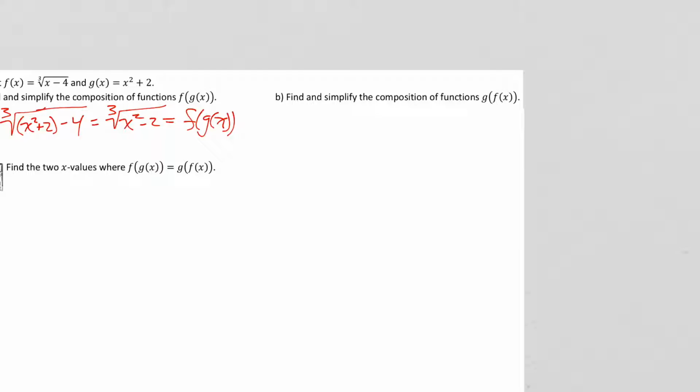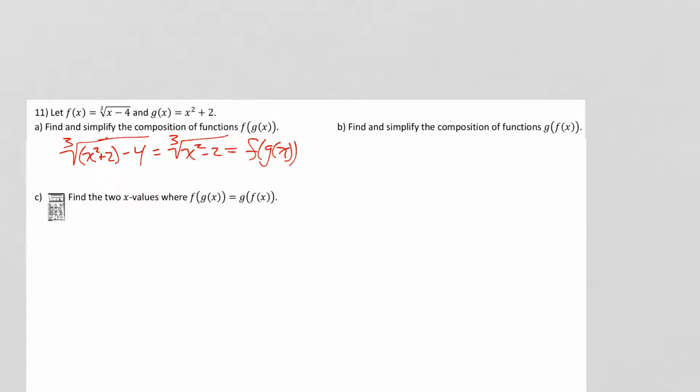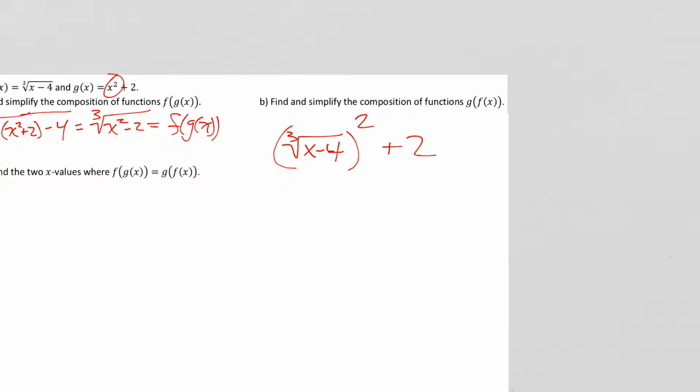Let's do g of f of x. Well, g of f of x, notice f is inside g. So g is x squared, but instead of x, we're writing f. So the cube root of x minus 4. And now we are making this the f function inside of g. Well, g is x squared, so that needs to be f squared plus 2. And we can simplify this, rewrite this a little bit. Cube root and a square, I'm going to write that as x minus 4 raised to the power of 2/3 plus 2. That is my g of f of x function.